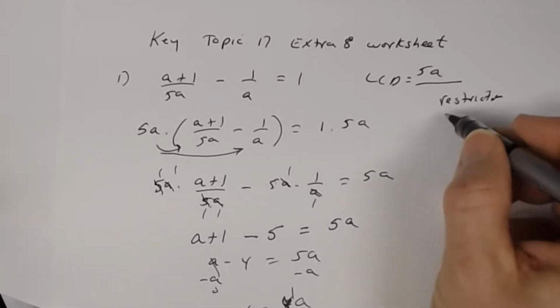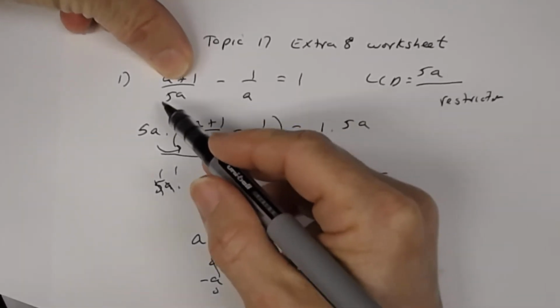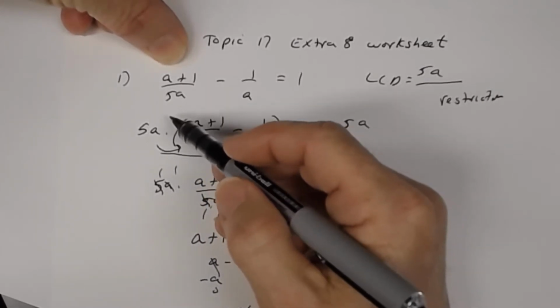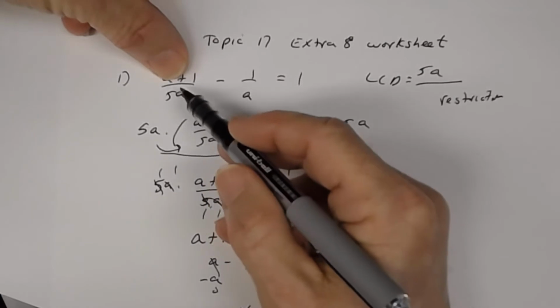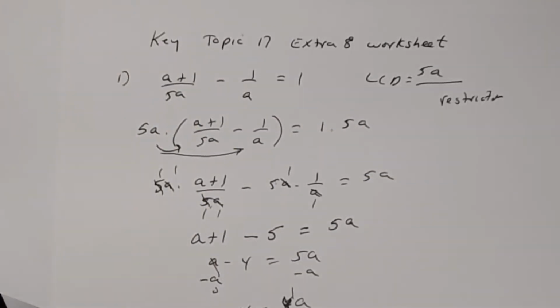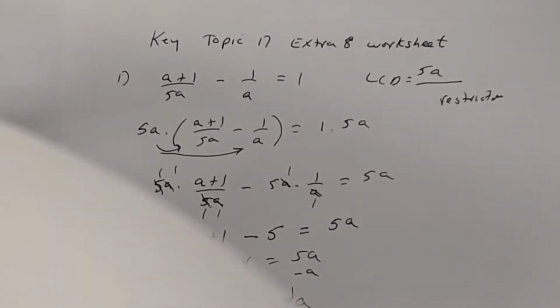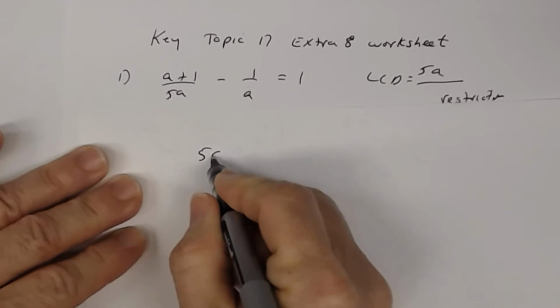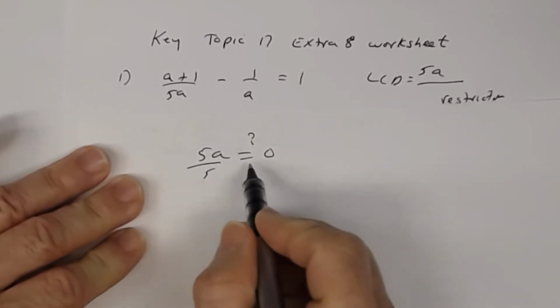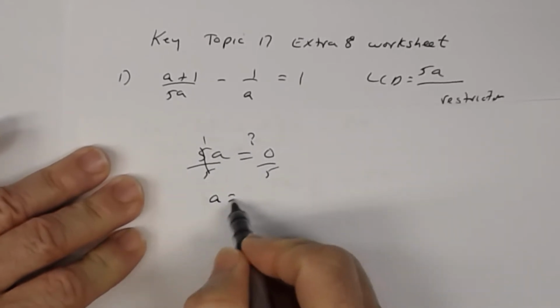If you look at the restrictions, now remember these are rational expressions. You cannot divide by 0. So the question is, where is 5a equal to 0? If I look at 5a and ask myself where that is equal to 0, I just solve this linear equation. Divide both sides by 5 and I get a to be 0.